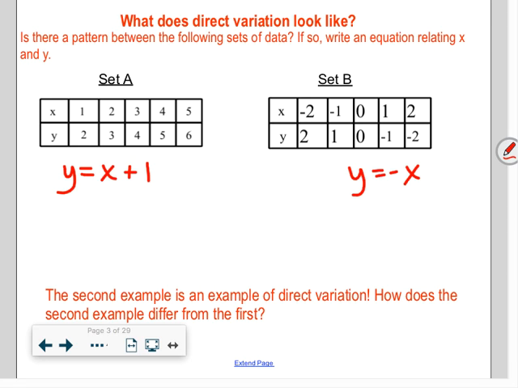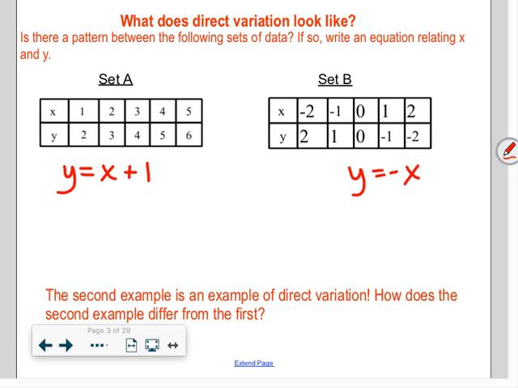Now look at the bottom of this slide. It says the second example is an example of direct variation. How is the second equation different from the first one? It has multiplication. It only has multiplication, right? This has addition to it, okay?